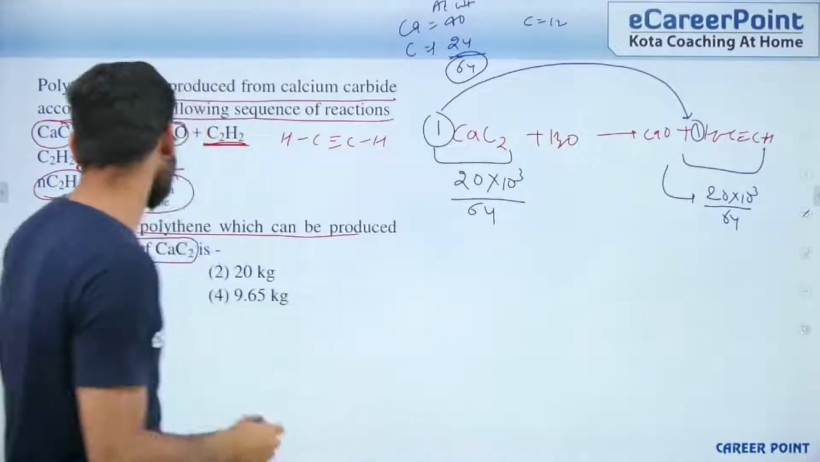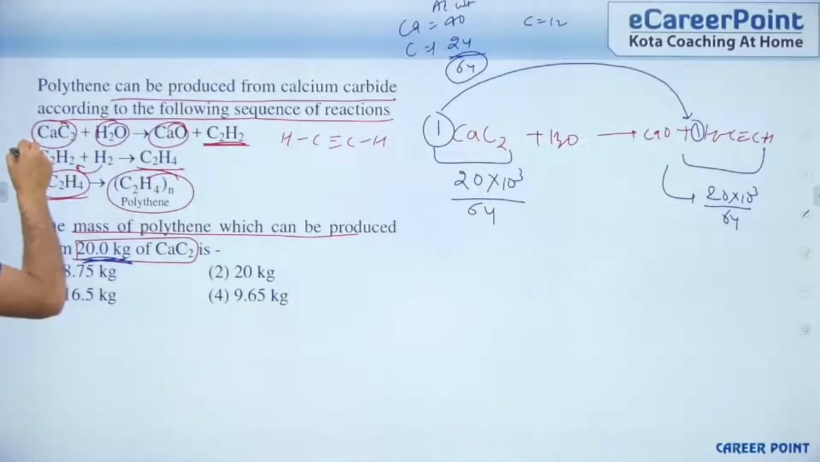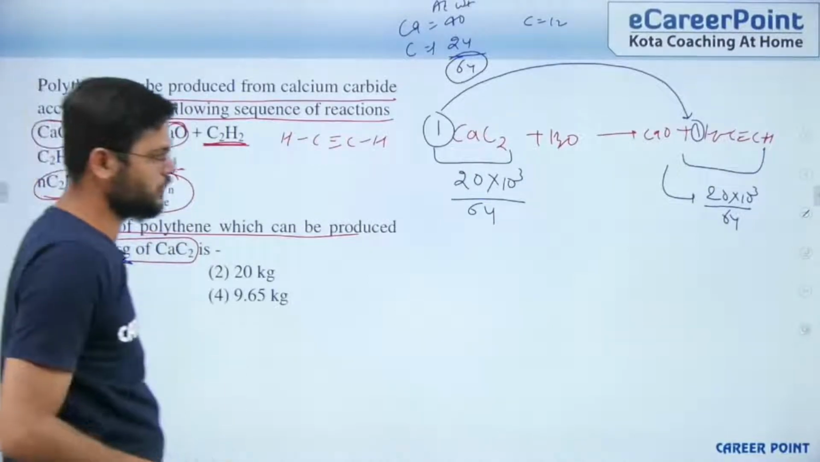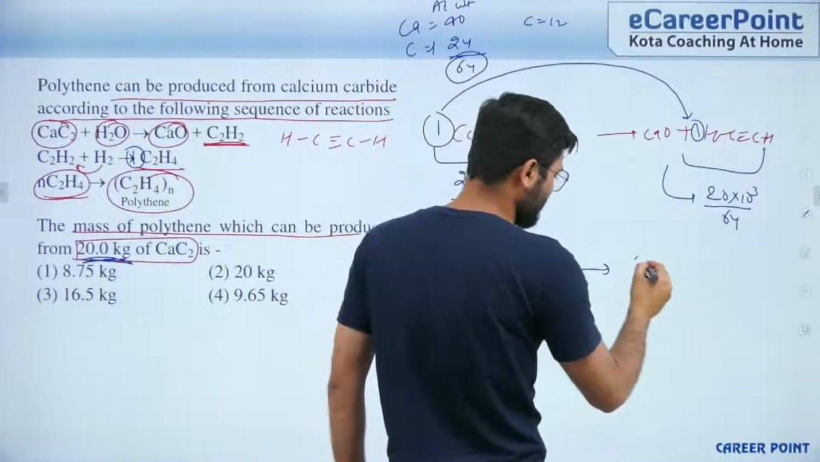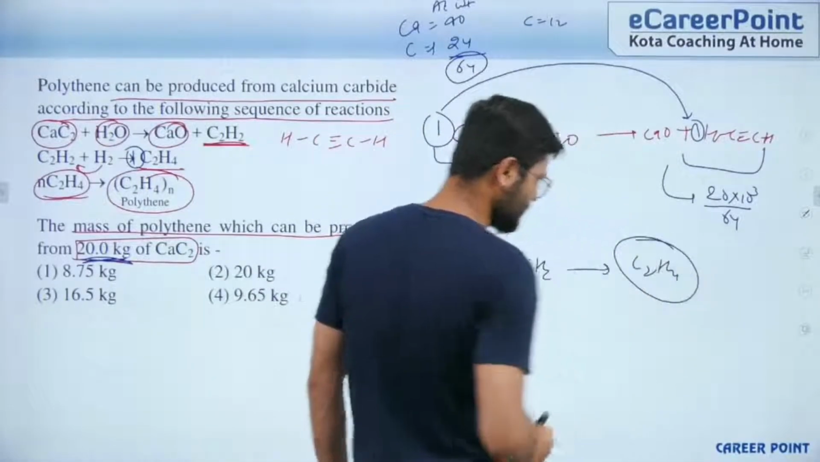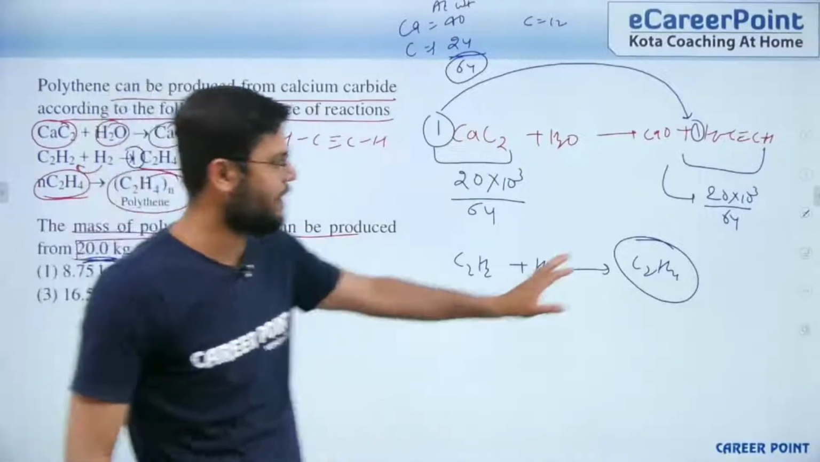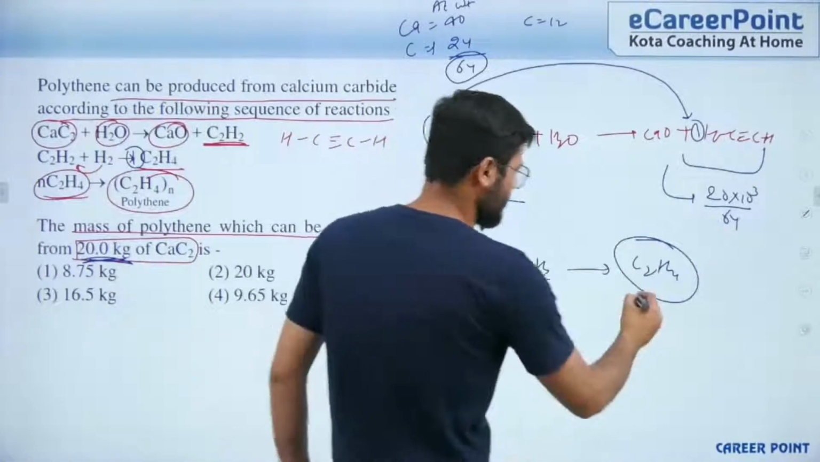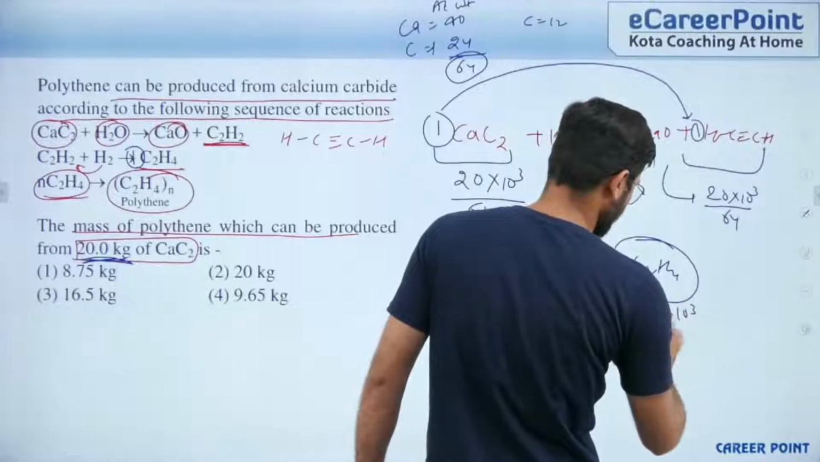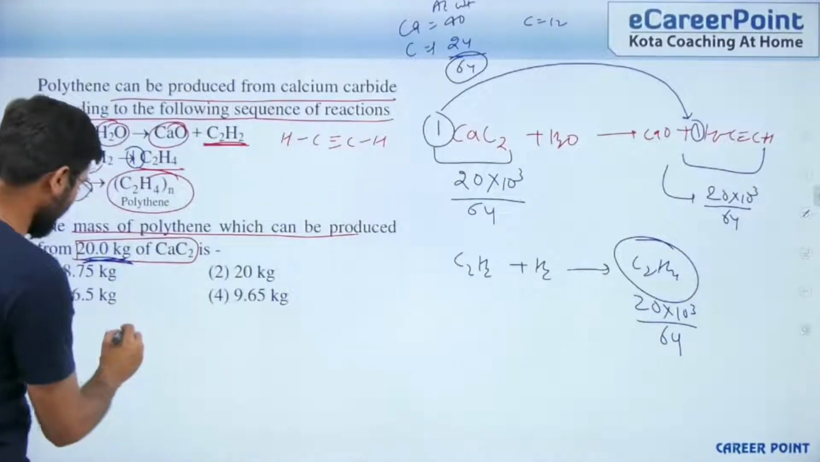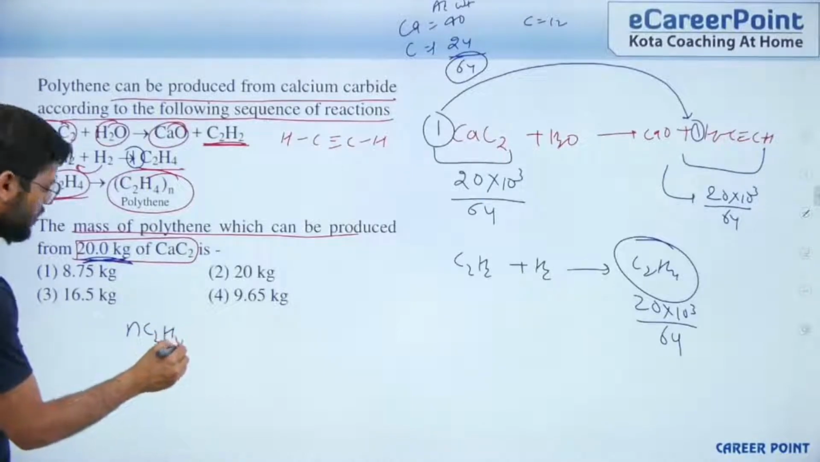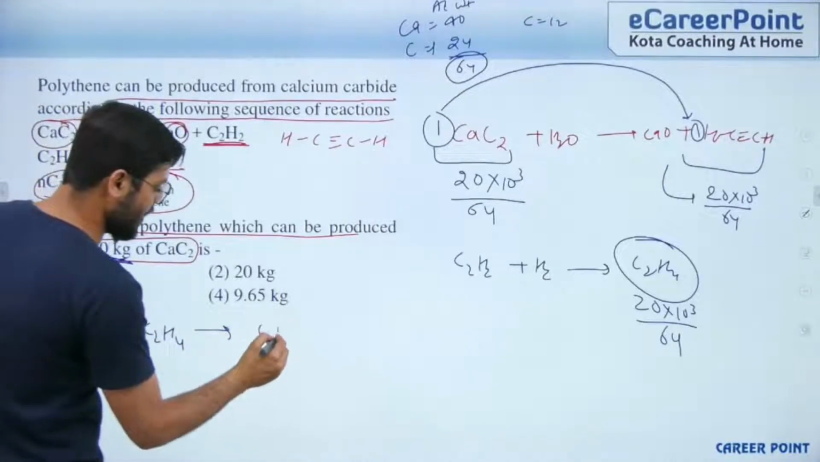Now this 1 mole is producing 1 mole of C2H2, the same number of moles. So C2H2 is reacting with hydrogen to give the same number of moles of C2H4. So this is also the same number of moles. Now we have the final reaction, n C2H4 giving polythene, (C2H4)n.